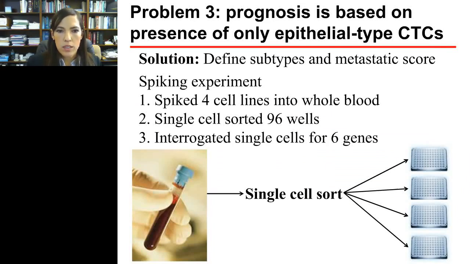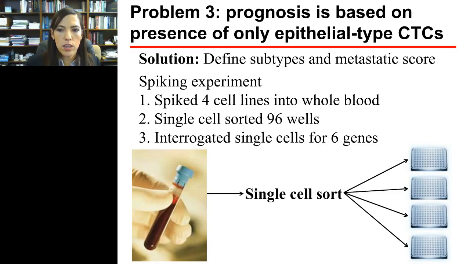In this experiment, we performed the enrichment that I described earlier. So we spike cells into whole blood. We do a CD45 depletion and then a positive enrichment. We then can use either the Deborah Ray or a single cell sorter, a cytometer, to sort single cells and then interrogate them on a single cell level.